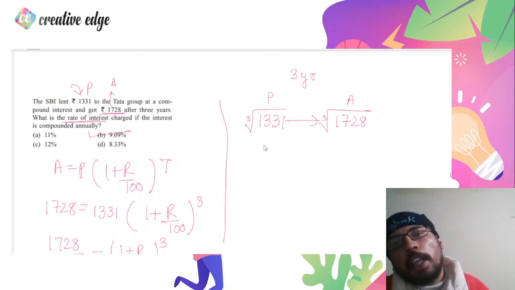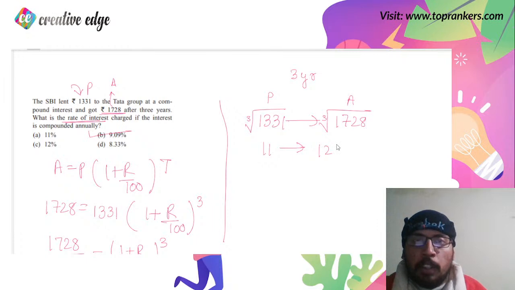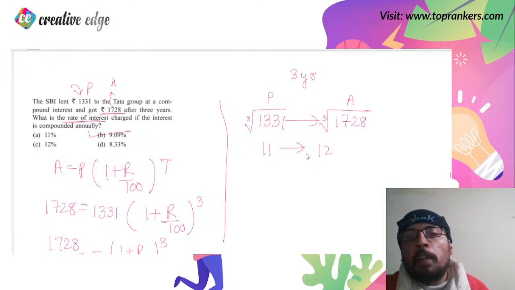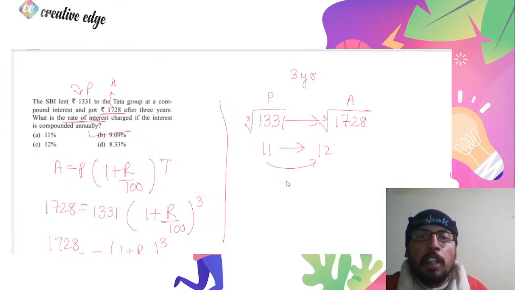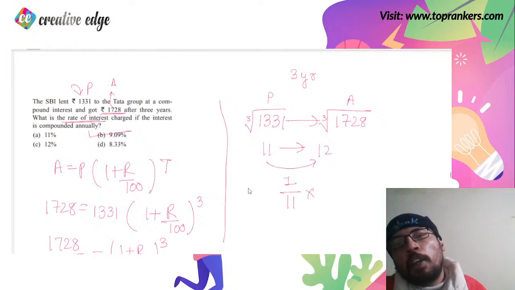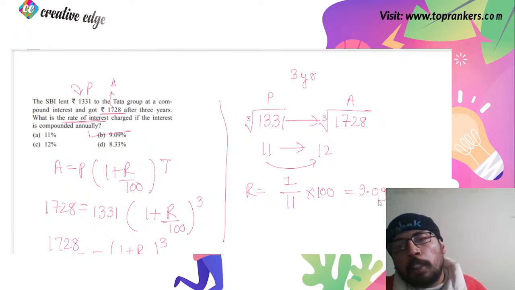So this 11 becomes 12 in 1 year. This can be interpreted in this way. So 11 becomes 12. That means you charge an interest of 1 rupee over 11 rupees. So this 1 by 11, you have to find the rate, that is 1 by 11 into 100. It is going to be 9.09%.